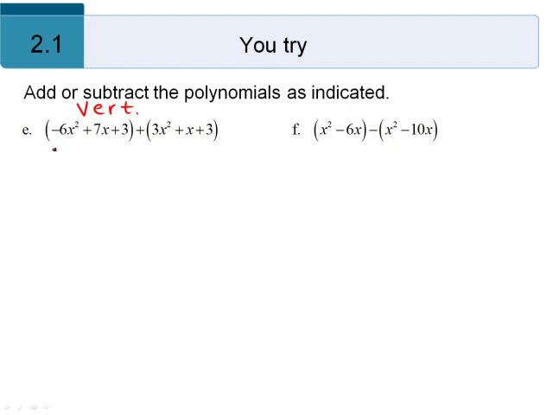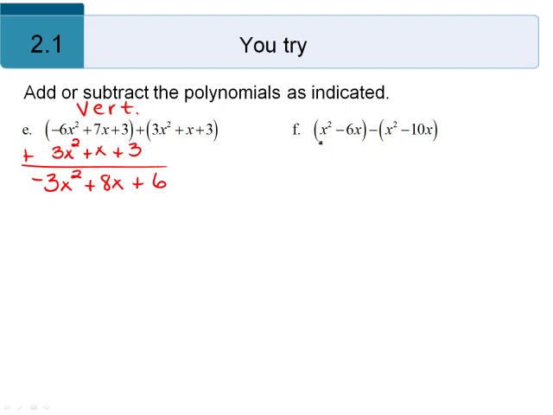We're going to bring 3x squared up underneath negative 6x squared, and then plus x under the 7x, and plus 3 under the 3. So what I did was I brought the second polynomial up underneath the first, and now I'm going to add like terms. So negative 6 plus 3 would be negative 3x squared. 7x plus x, remember that coefficient's a 1, that's going to give you 8x, and 3 plus 3 would be plus 6. So there's your answer.